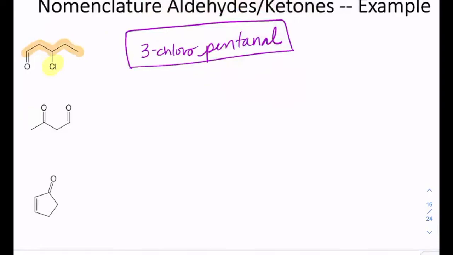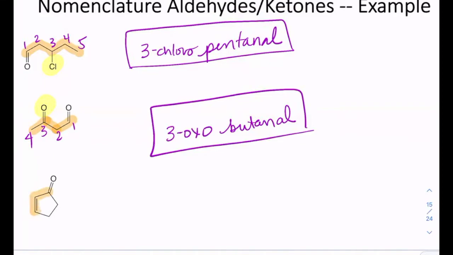If we look at our second example, we have an aldehyde and a ketone, and so this parent name is going to be butanal, and we have a substituent here which is a ketone, and I haven't told you this yet, but when a ketone is a substituent, we're going to call it oxo. Anytime the word oxo is a substituent, it means a carbonyl on that carbon. And so on carbon 3, we have oxo, butanal.